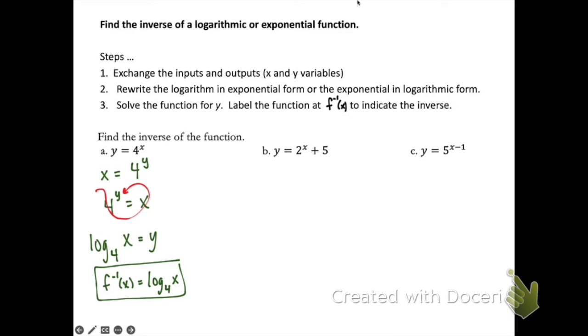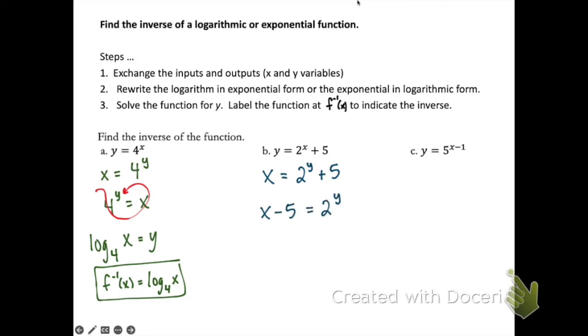Example B, we're going to start by exchanging our inputs and outputs. Notice I'm just switching the x and the y. I didn't bring the 2 with the x or anything, so be careful there. The next thing I'm going to do is rewrite this in log form. It's in exponential form right now, and I want to write it in log form. Before I can do that, I need to move the 5 over so that my 2 to the y is alone. So I'm going to subtract it over.